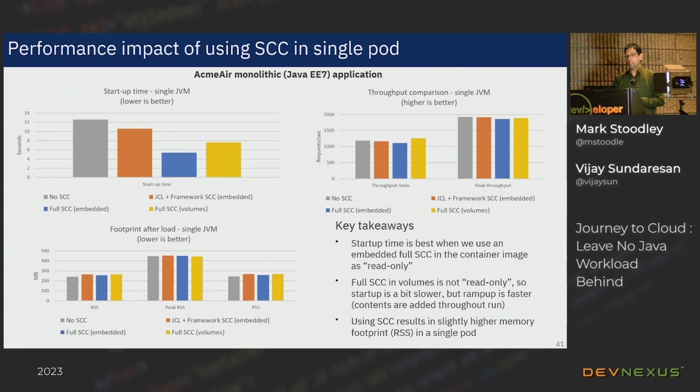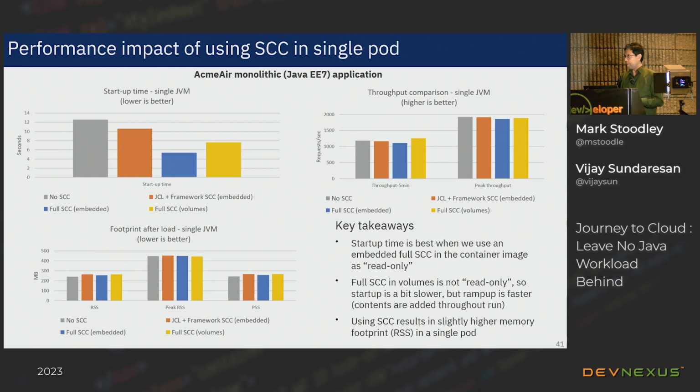You're going to have to get used to this format because we're going to show this a few times throughout this presentation as we talk about other technologies that are coming up. So I'll define some things as we go along. First of all, this is a Java EE application called Acme Air Monolithic. So this is no toy application. Let's focus on the startup graph on the top left. The gray bar is running without any shared class cache in the container. Lower is better because this is startup time. So you can see startup time is quite slow. Then we show the red bar, which has a shared class cache embedded in the container, but only at the JDK layer and only at the framework layer.